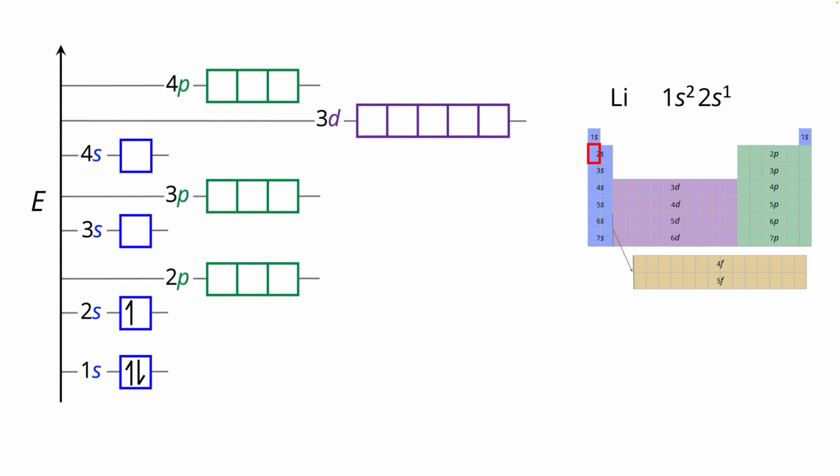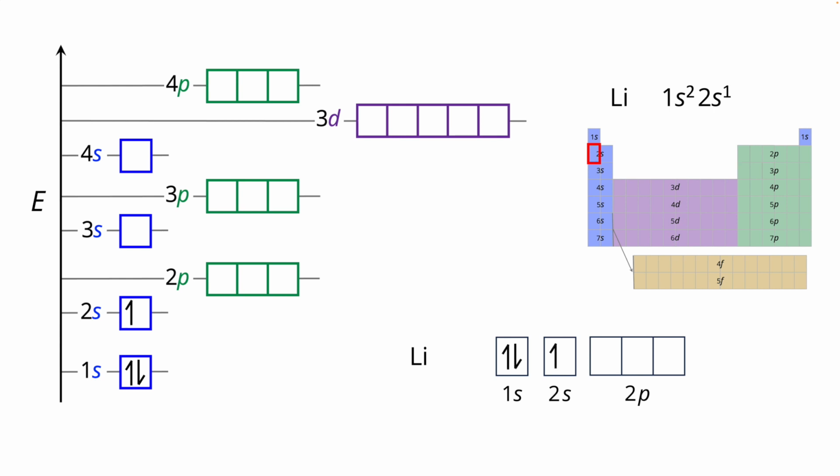That's it for lithium. And so how we write the orbital diagram is essentially what we have already on the left, but we write the orbitals horizontally in terms of increasing energy from left to right. So like that. 1s, then 2s, then the 2p subshell with 3 orbitals within that subshell. And then we just fill in the electrons showing their spin states as we did on the left. And that is the orbital diagram for lithium.